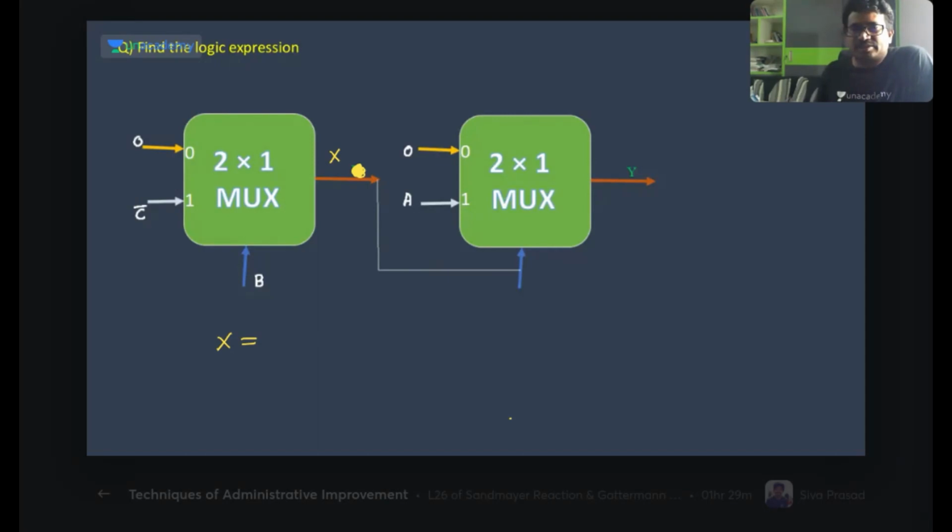How to write this? X is equal to the output of the first multiplexer, which is B bar into 0 plus B into C bar. This is my select line, select line is given as A B, all of you. So that means X is BC bar. X means what now here? BC bar.